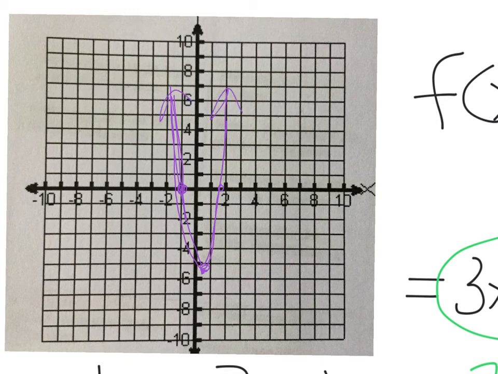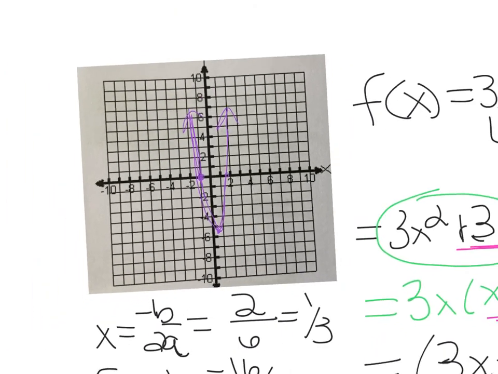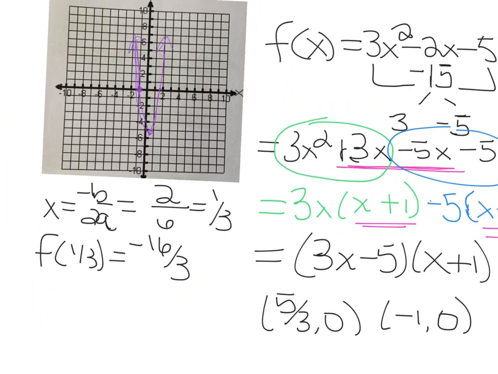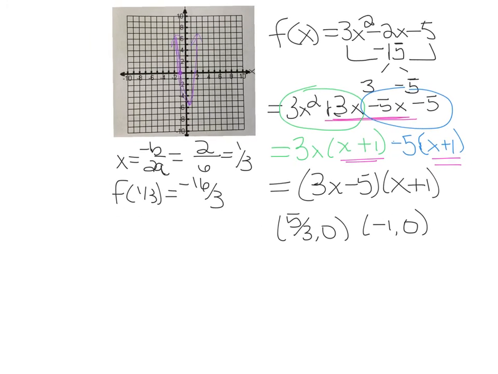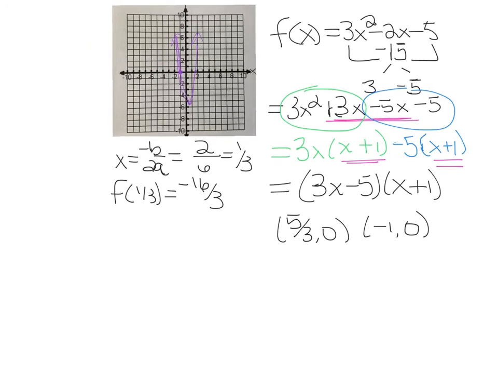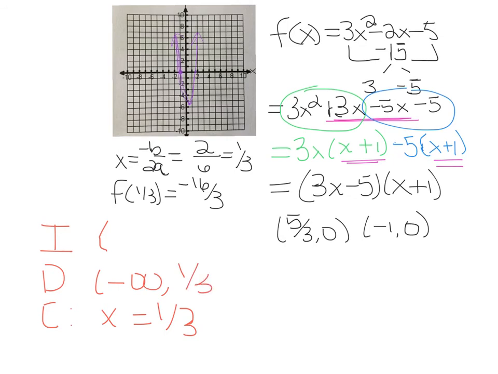Now if I want to go ahead and answer the questions that were asked of me, the questions were, where is this function increasing, decreasing, and where is it constant? So let's go ahead and answer those. Well, the place that you're constant is pretty simple. It's going to be the vertex. You're constant at x equals 1/3. And we are going to decrease from negative infinity until that 1/3. And then we are going to increase from the 1/3 till we go to infinity. So there's our answers.